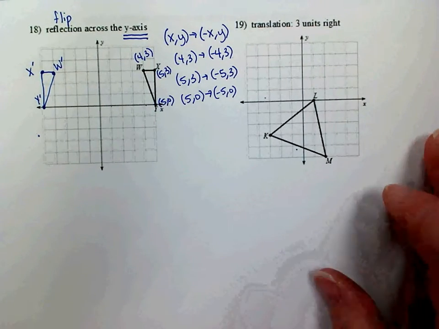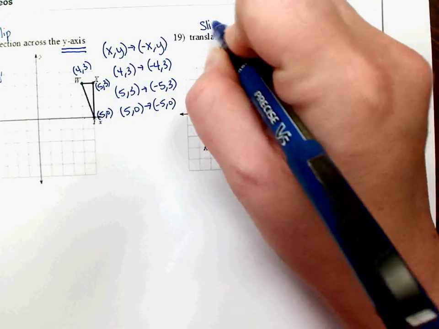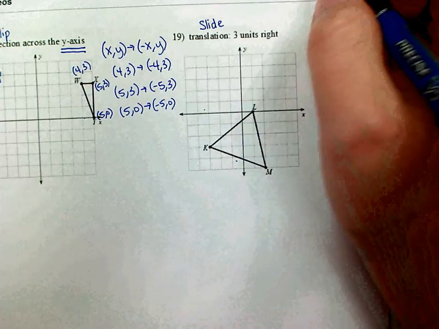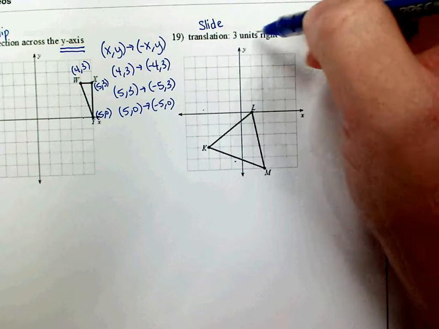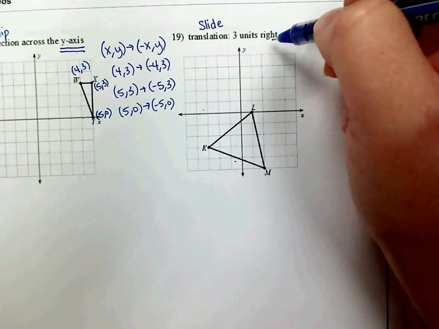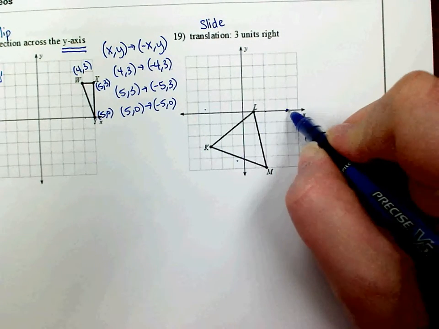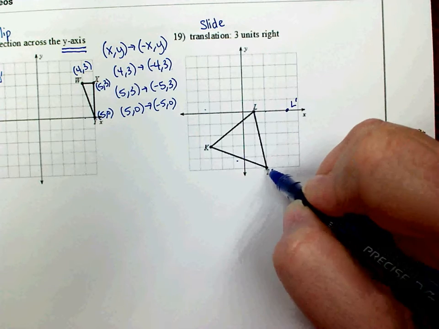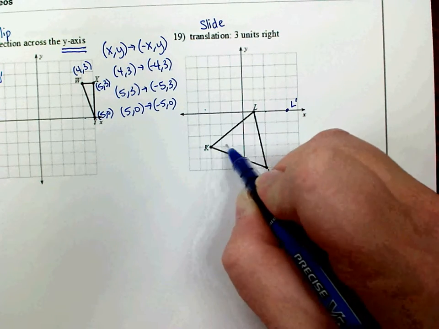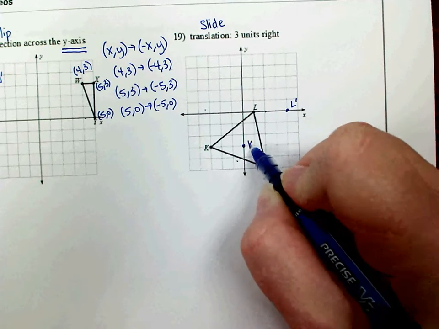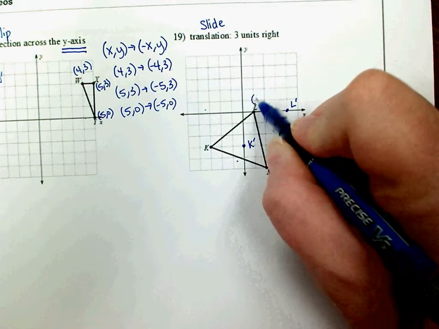Number 19 is another translation, which is, again, just a slide. Remember, slides can be up and down, left or right, or both at the same time. This one's just one movement, 3 units to the right. Remember, we can do that just by counting: 1, 2, 3. Or we can look at the coordinates, which with L, that's (1, 0).